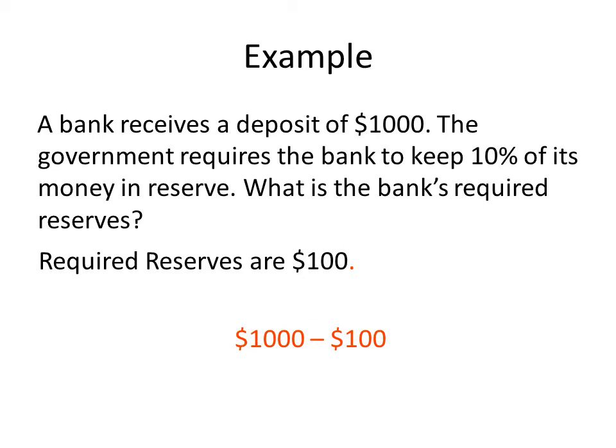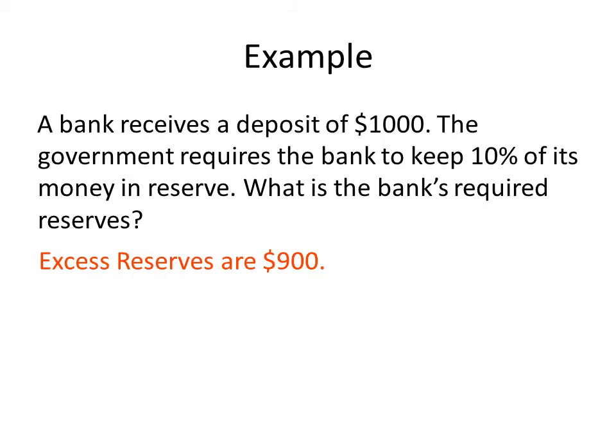Our next step is to subtract $100 from 1,000, or 1,000 minus 100. This gives us 900. So the bank is required to keep $100 and is able to loan out $900. Our next step is to figure out the bank multiplier.